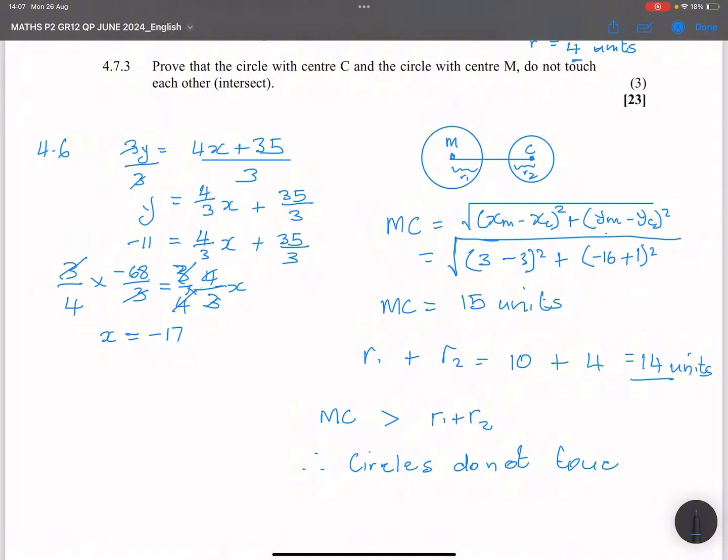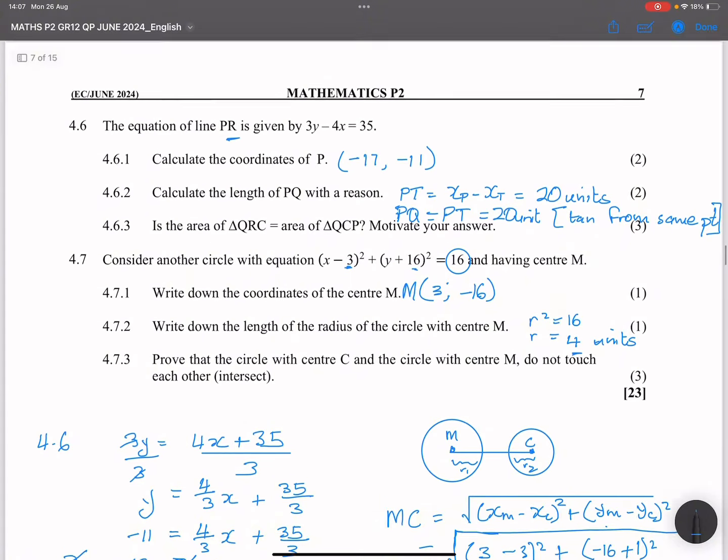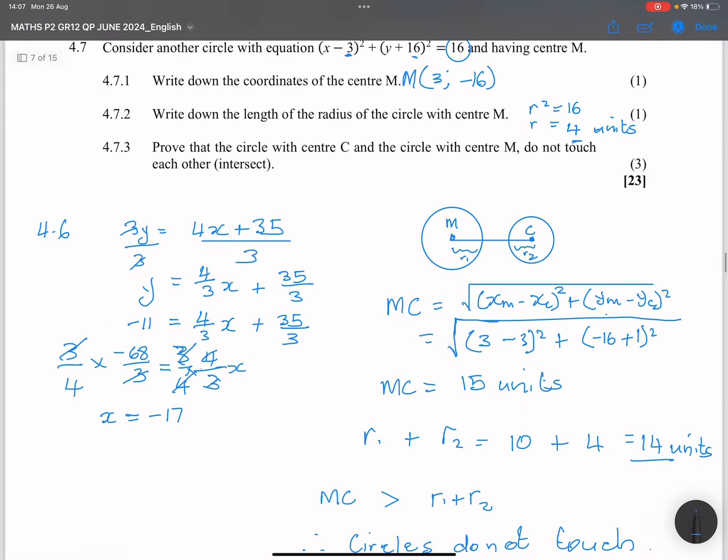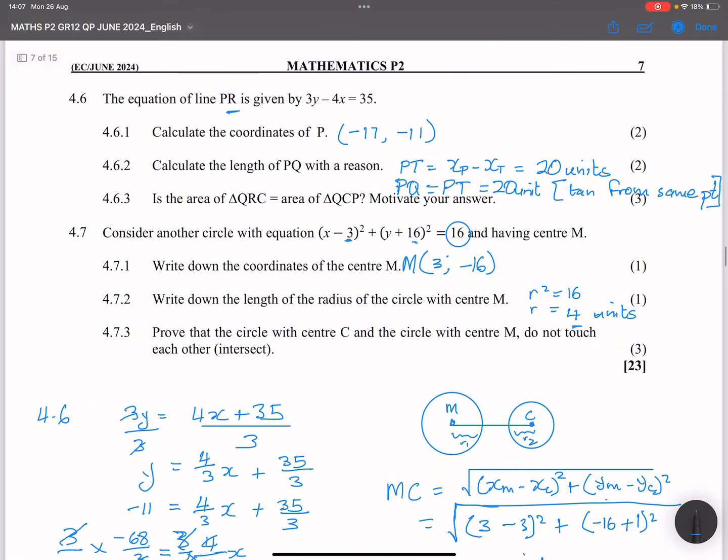All right, ladies and gents, that is how the cookie crumbles. That's 23 marks. I mean, that's a lot of marks for us to just miss. So let's make sure that we know this section quite well. People tend to underestimate it. We need to make sure that we maximize on the marks that we get in this section. All right, ladies and gents, let's move on to the next question.